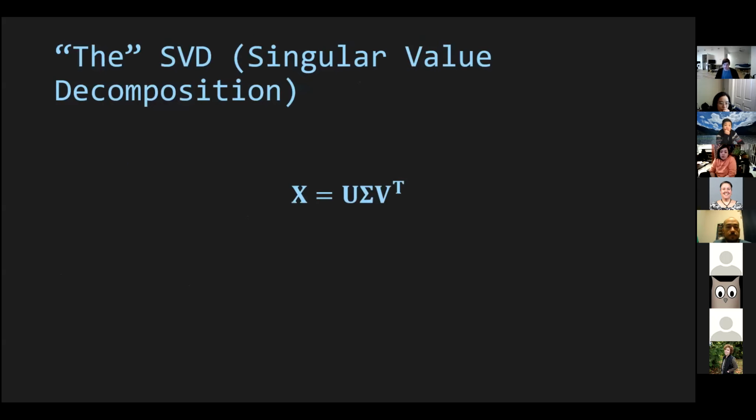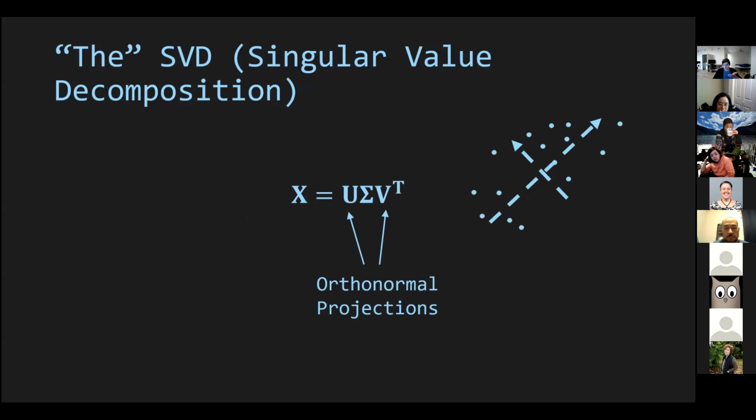So the SVD, very briefly, is the canonical form, where X is some square matrix. U and V are orthonormal projections. Orthonormal projections are rotations, mirroring, kind of like going from here to here. That part is an orthonormal projection. All the points maintain their distance relative to each other.